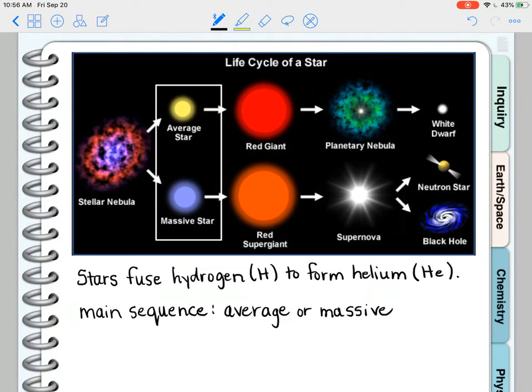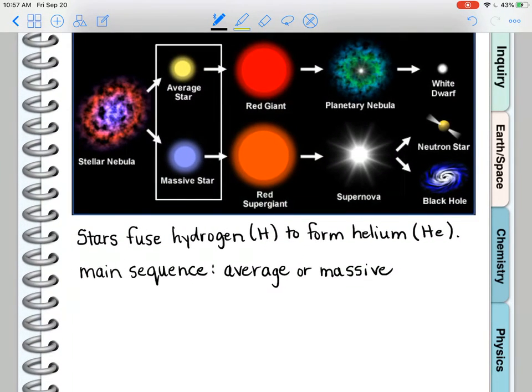And remember the point of a star. The purpose of a star is to fuse hydrogen to form helium. So these main sequence stars are doing that fusion. That fusion, nuclear fusion, is occurring in the main sequence stars, regardless of how big they are.